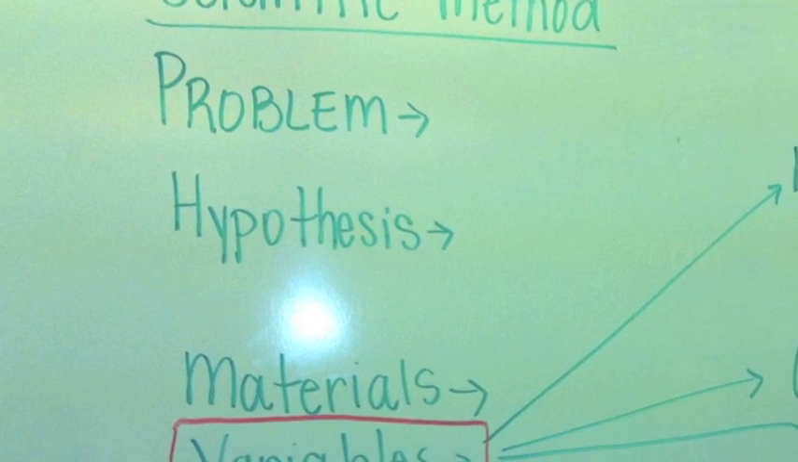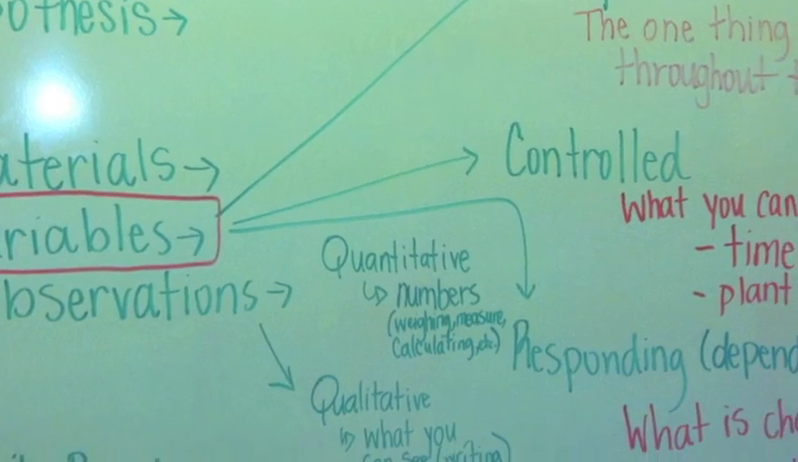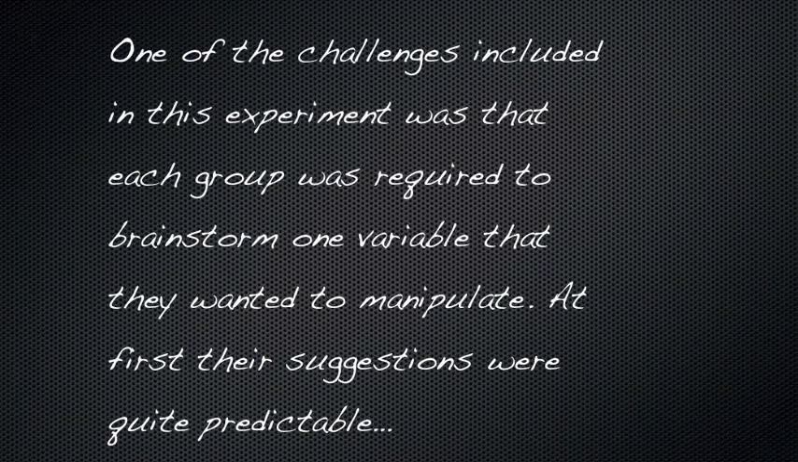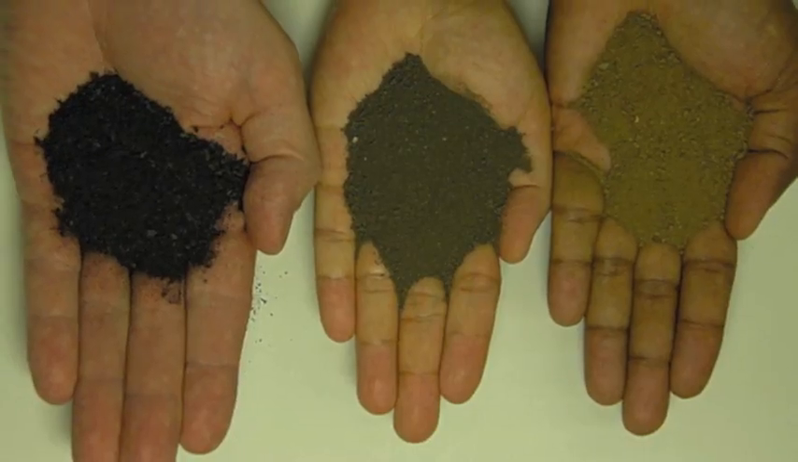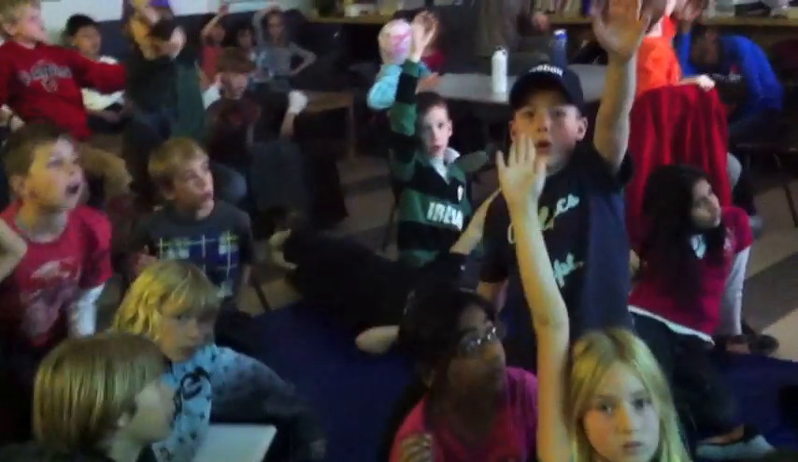With their interest piqued, we asked our students to identify the key elements that make up a science experiment. Based on our previous inquiry, this was a quick review. One of the challenges included in this experiment was that each group was required to brainstorm one variable that they wanted to manipulate. At first, their suggestions were quite predictable, such as the amount of water, sunlight, and type of soil. With further probing, students began tossing around more interesting and creative ideas.